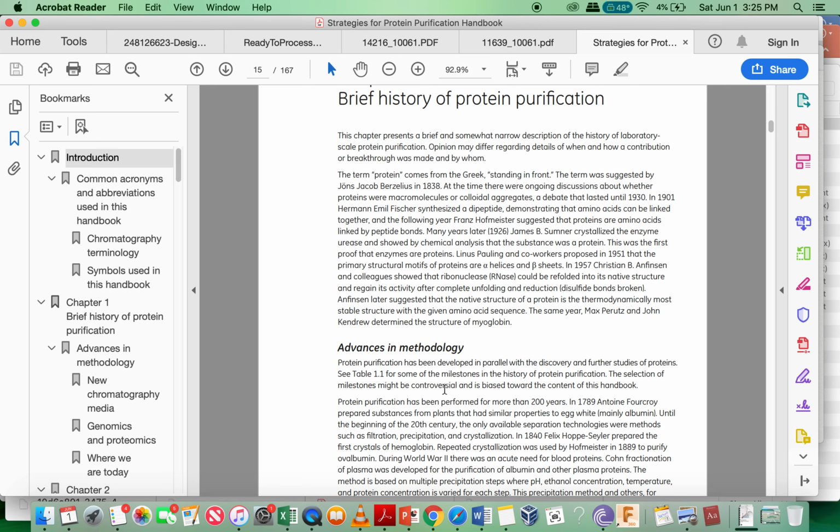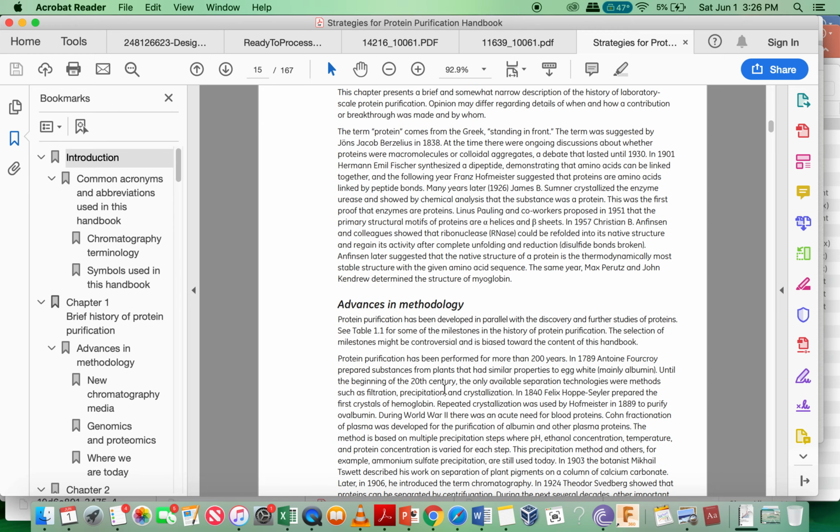Linus Pauling and coworkers proposed in 1951 that the primary structural motifs of proteins are the alpha helix and beta sheets. In 1957, Christian Anfinsen and colleagues showed that ribonuclease, RNase, could be refolded into its native structure and regain its activity after complete unfolding and reduction, which is the thermodynamically most stable structure with the given amino acid sequence. The same year, Max Perutz and John Kendrew determined the structure of myoglobin.